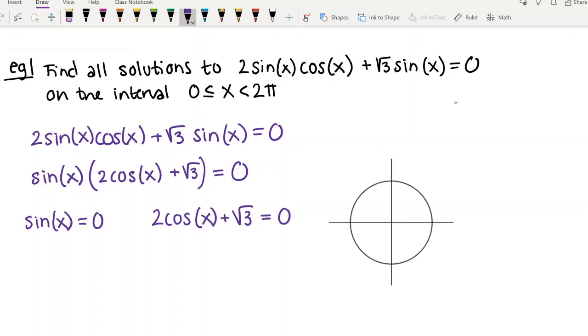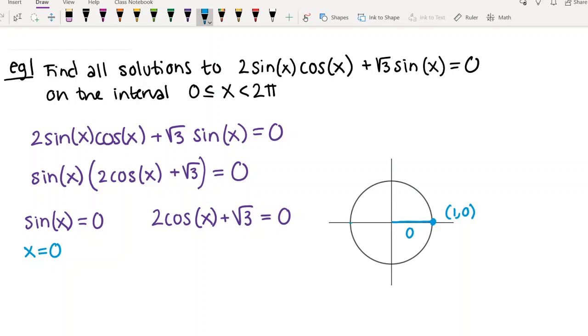So for example, for sine of x is equal to 0, for this we're looking for an angle where the y-coordinate is 0. So where is that going to happen? Well, one angle where that will happen is at 0, right? If you go to an angle of 0, you have a y-coordinate of 0. So one possible solution to this equation is x is equal to 0.